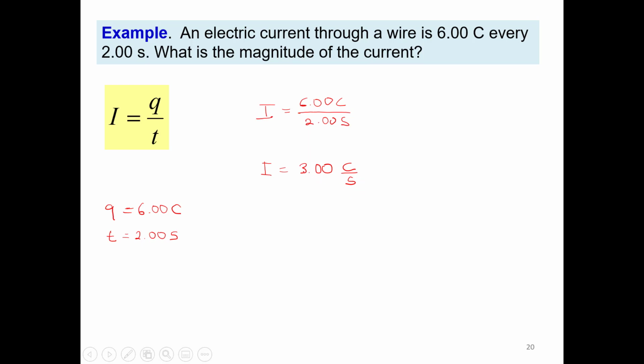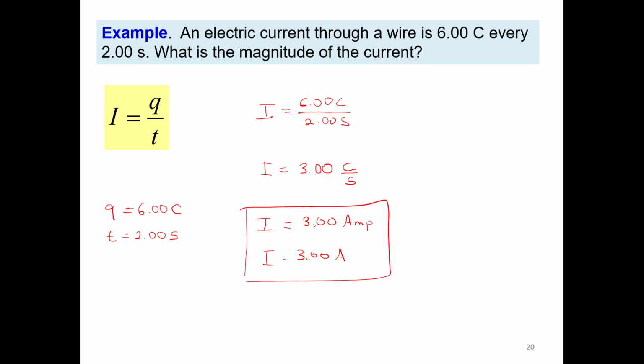This means each second, 3 coulombs flow, and 3 coulombs is the charge. This is why we can define the current as a rate of charge, how much charge per time. And remember, this coulomb per second corresponds to the amp. This is how we define amp. Also, it's okay if we just write it like that. Both answers are the same thing.